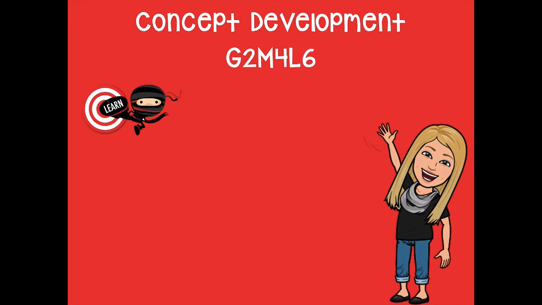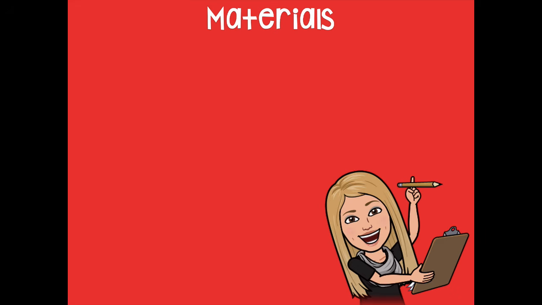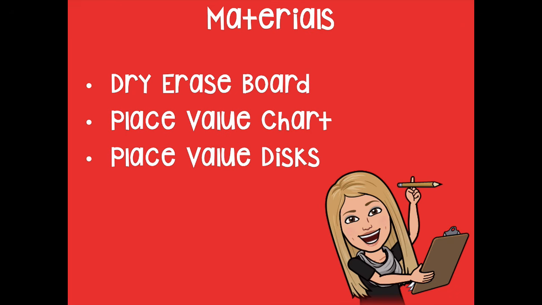For our lesson today, we're going to talk about how we can add two-digit numbers. Our learning goal for today says, I can compose a 10 to add two-digit addends. The materials that you'll need for this lesson are your dry erase board, your place value chart, and place value discs. If you don't have your place value chart or your place value discs, you can draw your place value discs today. That is okay too. So make sure you have those materials before we get started.